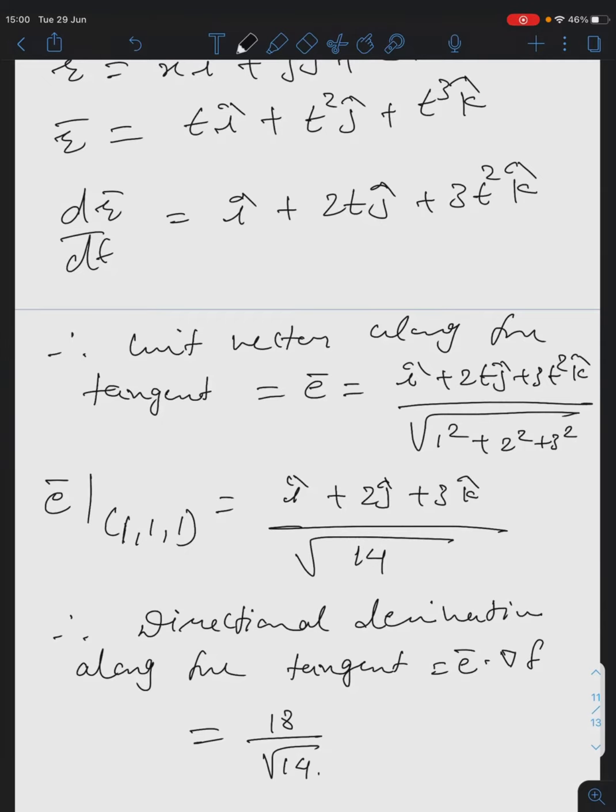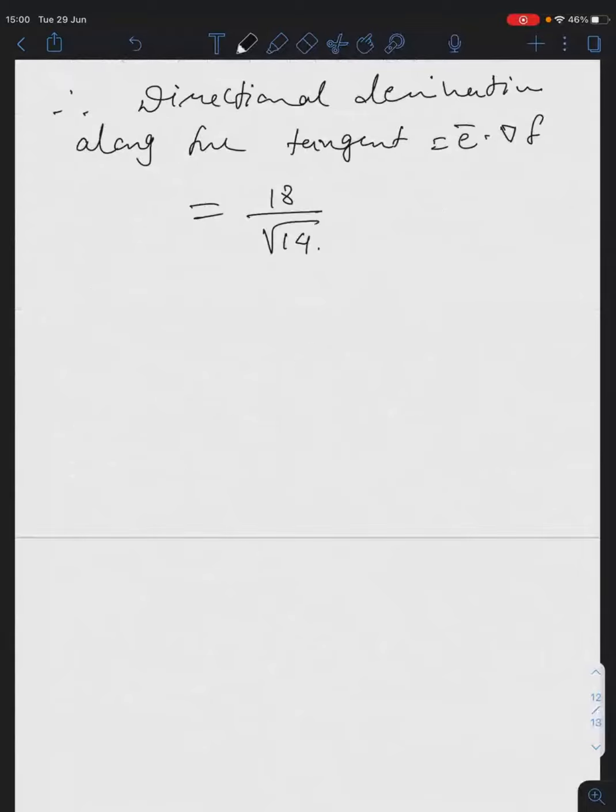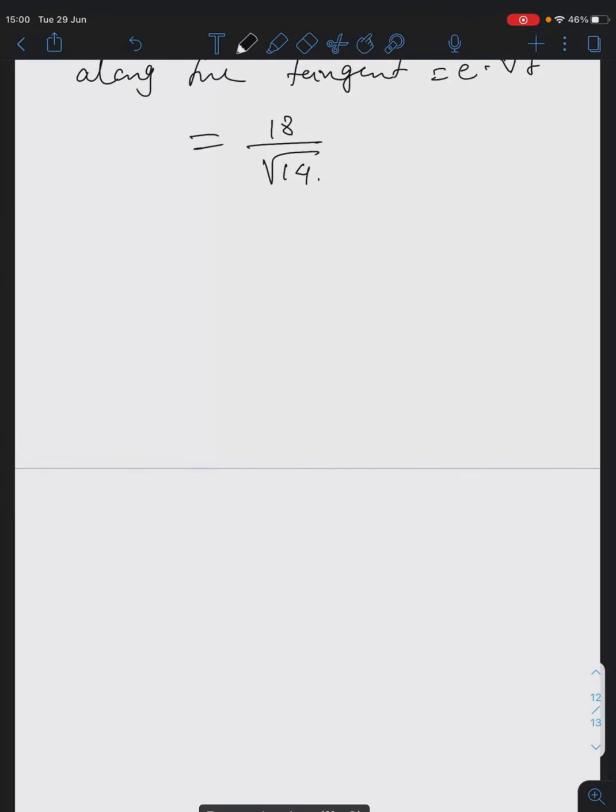Understood, all of you? Yes, ma'am. Now you may need to evaluate the angle between the two normals. Angle between the normals to the surfaces, or to the same surface but at two different points. Let us see how you will find the angle.